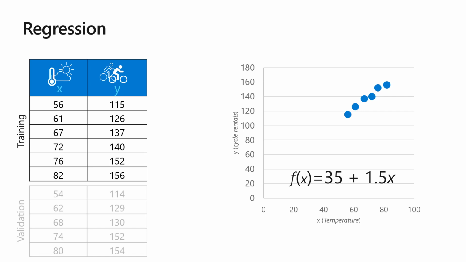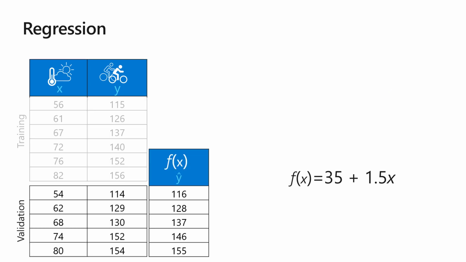Now we can test that function with the validation data that we held back. And here are the values that we get from that function for the temperatures on those days. Now, because this is a prediction of y rather than the original actual y value, we write it with a little hat on top of it and we call it y hat.